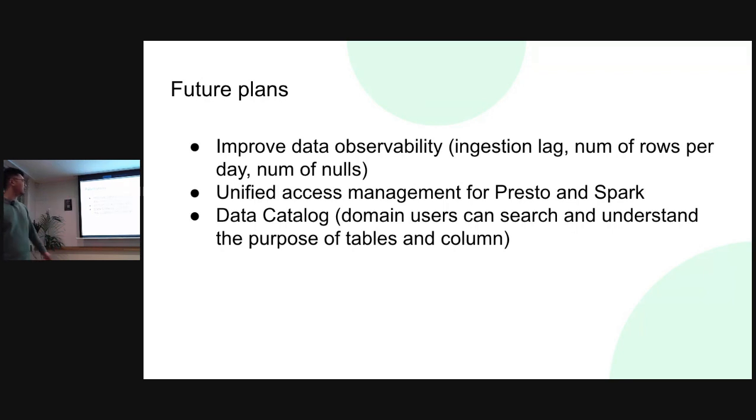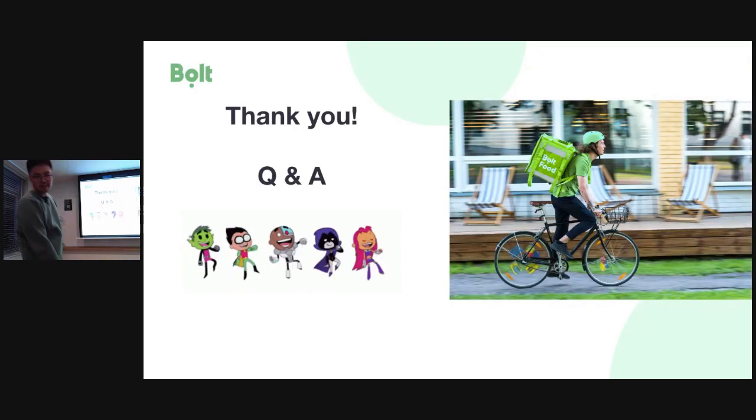And we want to have a data catalog this year. Users complain that we have thousands of tables, but some of the domain teams are building the same table without knowing that there's already a table that can serve them. So they want the capacity to search for tables and know what the table means and what each column of the table means, so that they can reuse the tables that maybe other teams have created. Yeah, that's pretty much it.